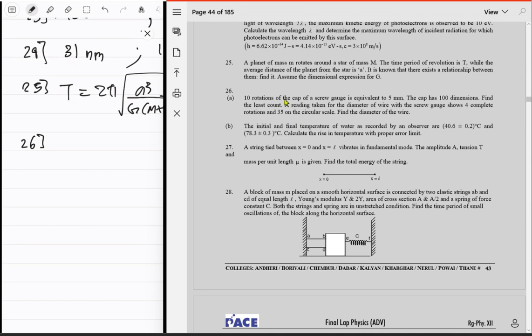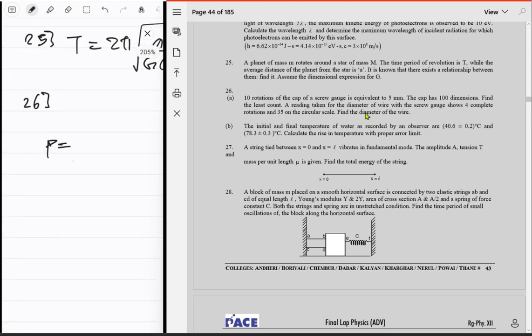Okay, 10 rotations of the cap of a screw gauge is equal to 5 millimeters. The cap has 100 divisions. Find the least count. A reading taken for the diameter of a wire with the screw gauge shows 4 complete rotations and 35 on the circular scale. Find the diameter of the wire. Okay, 10 rotations is equal to 5 millimeters. So 1 rotation is 5 upon 10 millimeter. That's our pitch, right? My pitch here is just 5 times 10 power negative 4 meters.